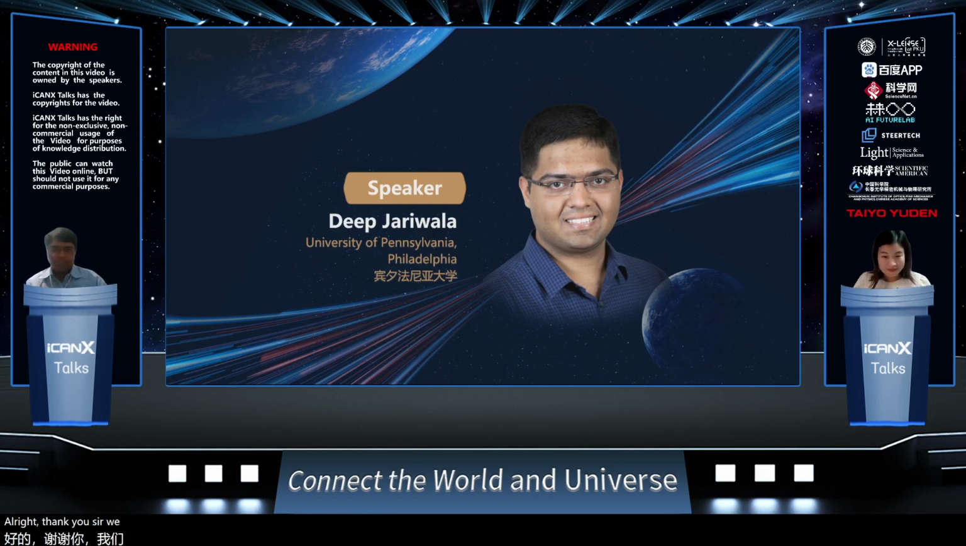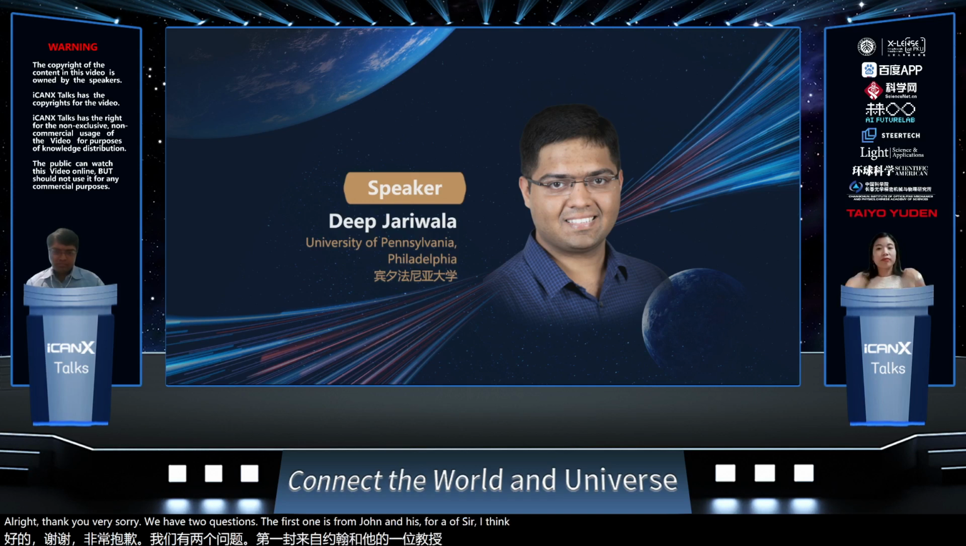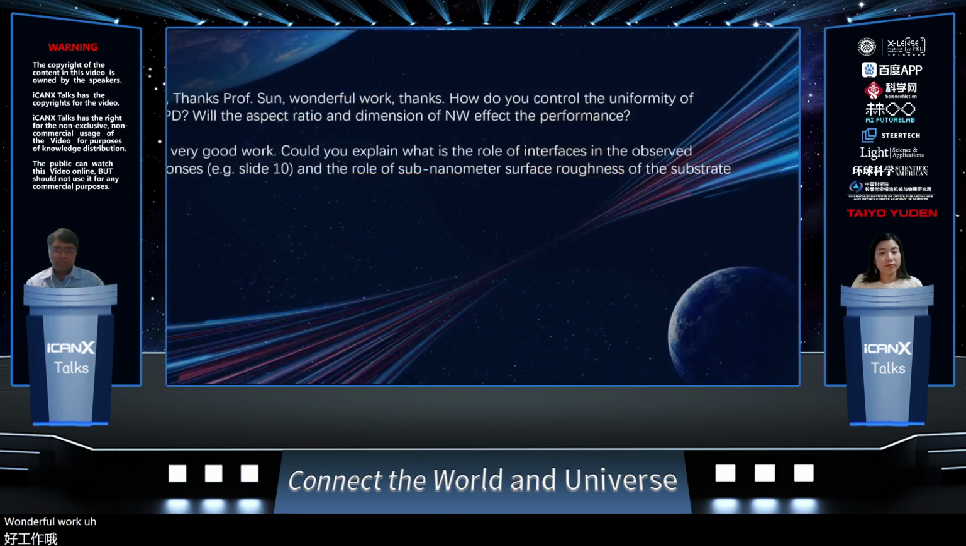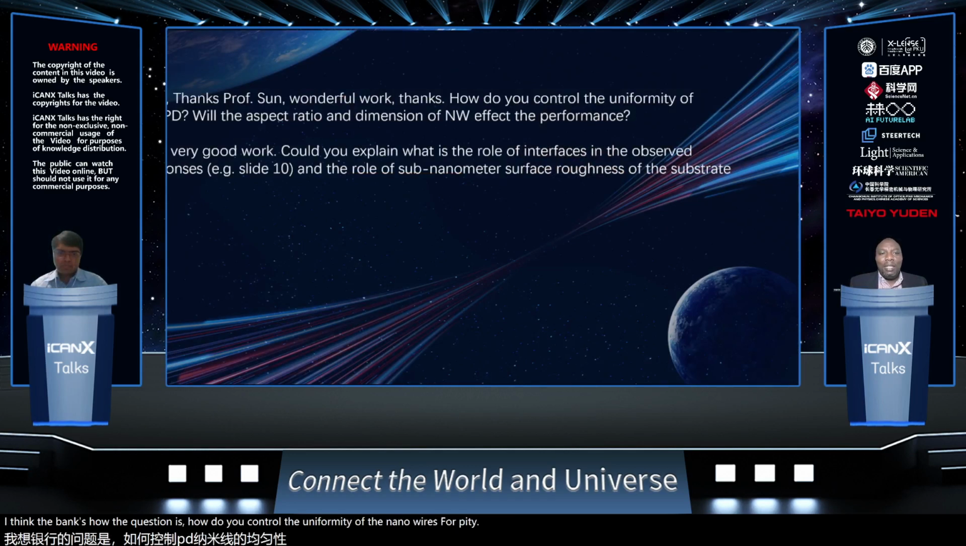So we have two questions. The first one is from Jiang and is for Professor Haiding. Wonderful works, thanks. And the question is, how do you control the uniformity of the nanowires for PD? And will the aspect ratio and dimension of the nanowire affect the performance?